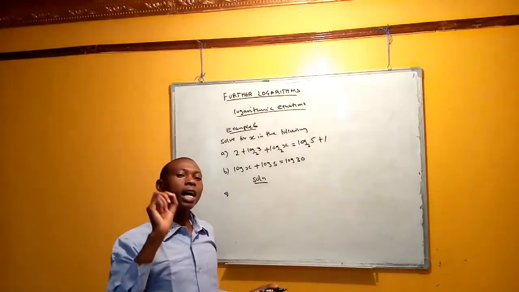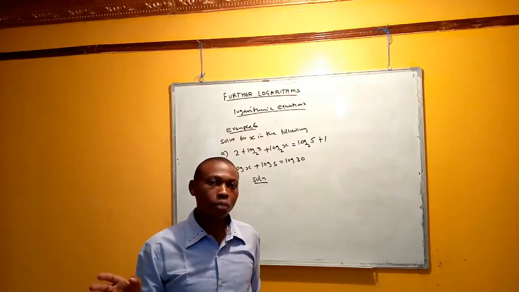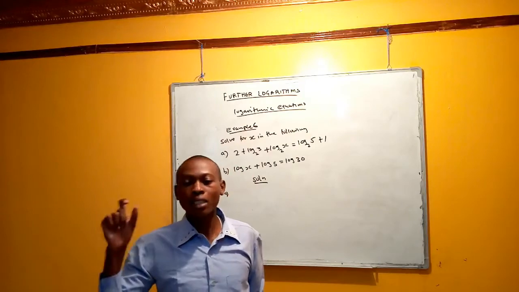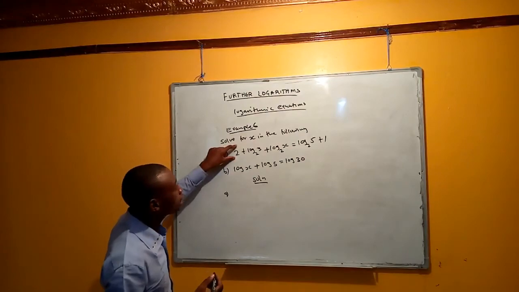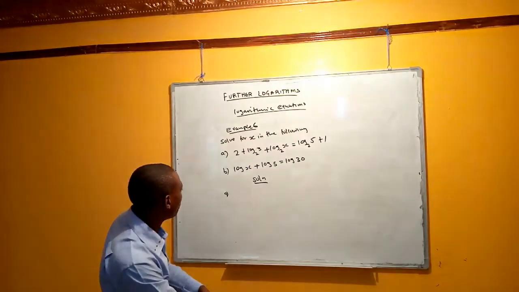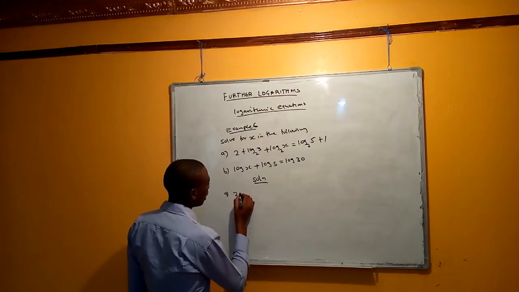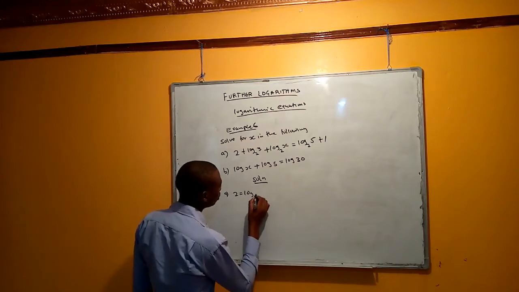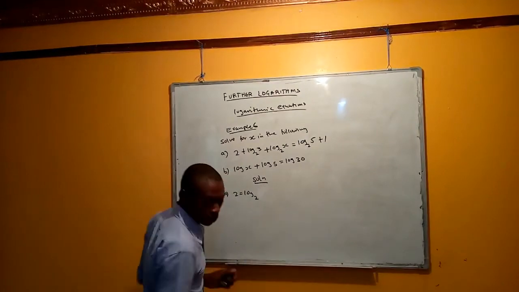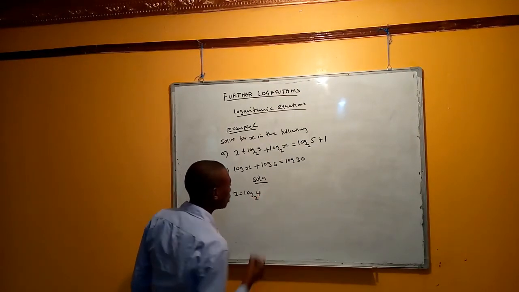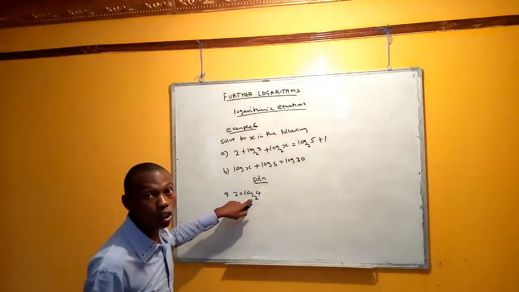Whenever you want to solve a logarithmic equation, the left hand side values must have the common base as the right hand side. So our first thing in part A, we have to write this into base 2. We know that 2 is given by log base 2 of 2 squared, which is the same as log base 2 of 4.